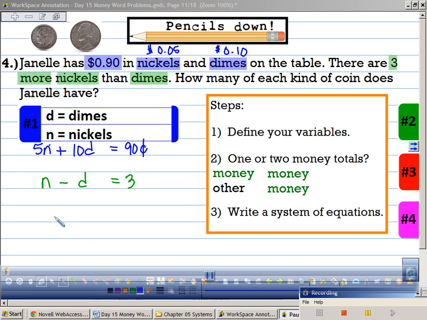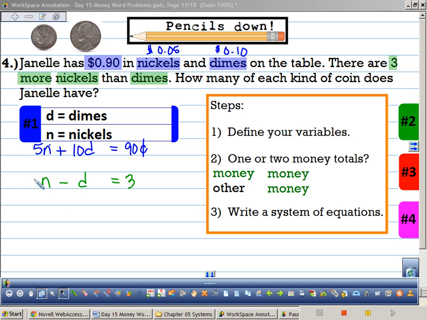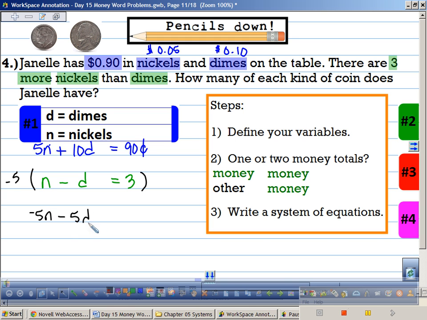Okay. Finding your side, I think that's fantastic. That would work. So let's multiply the bottom equation by -5. So if I do that, I get -5n minus 5d equals -15. The second one is +5. The first equation is 5n plus 10d equals 90. When I solve for that, I eliminate the nickels and find out that we have 50 dimes that equal how much?